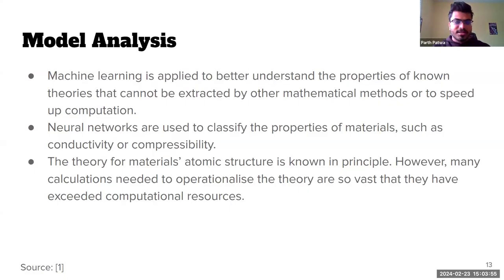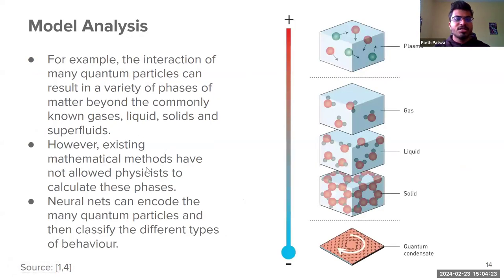And finally, model analysis is where we use machine learning to understand or evaluate a physics based model of some concept. For example, there could be a model for atomic structure, but many calculations are needed to operationalize or formalize the theory, and they are too vast to do with the existing computational resources. So that is where we can use model analysis.